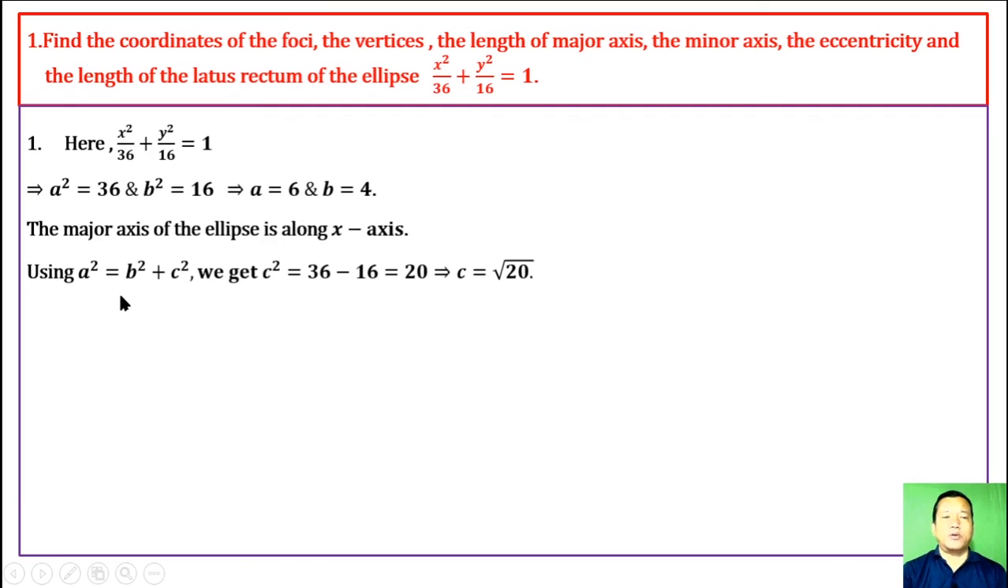Using a square equal to b square plus c square, we get c square equal to 36 minus 16, that is 20, from which we get c equal to square root of 20. Therefore, the foci, by the standard result, are plus minus c, 0, which gives plus minus square root of 20, 0. Let us draw a rough graph.